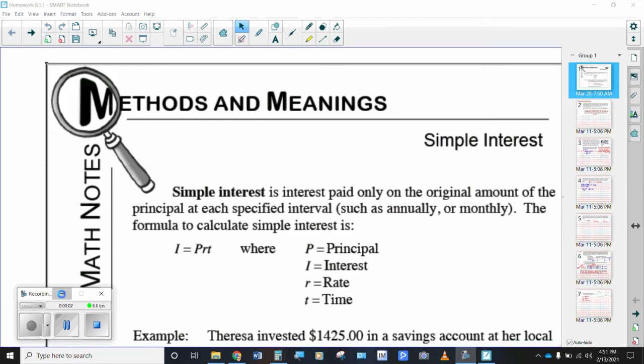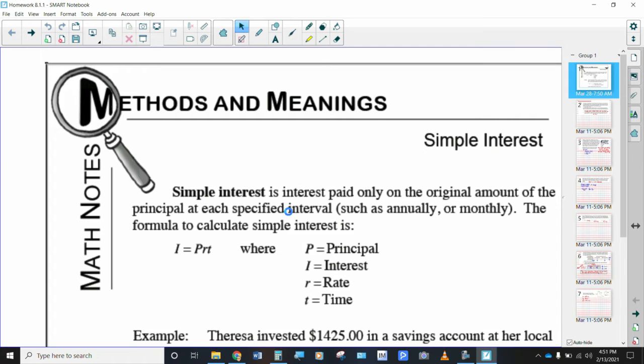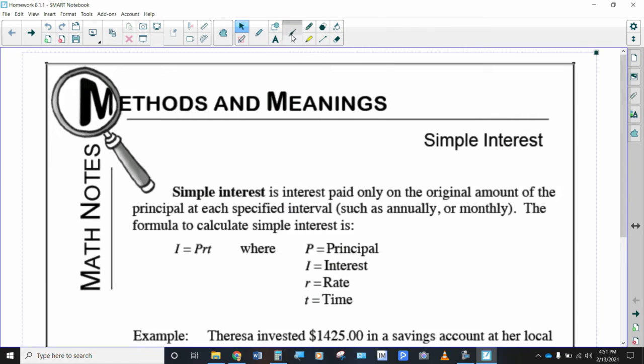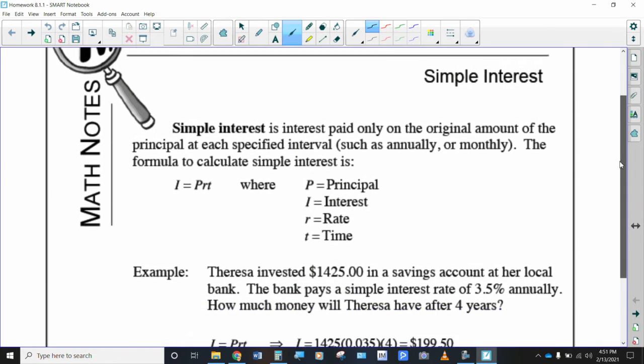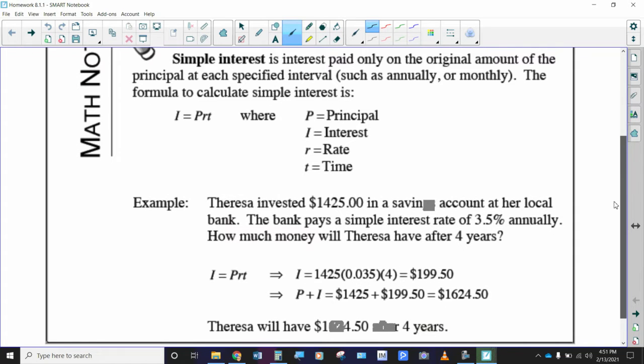Alright, let's take a look at our homework for lesson 8.1.1. This is specifically on simple interest, and we are reviewing this basic concept from 7th grade. Remember, simple interest is interest that is only paid on the original amount. Compound interest is something a little bit different. We'll get to that a little bit later, but right now we're just focusing on the simple interest.